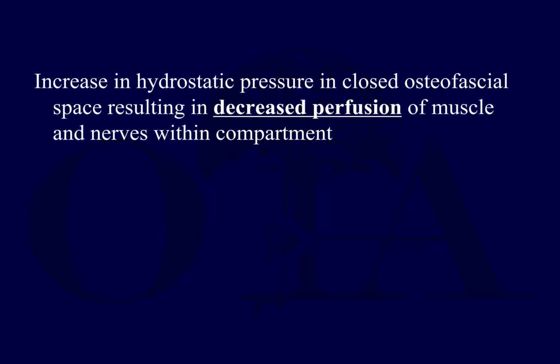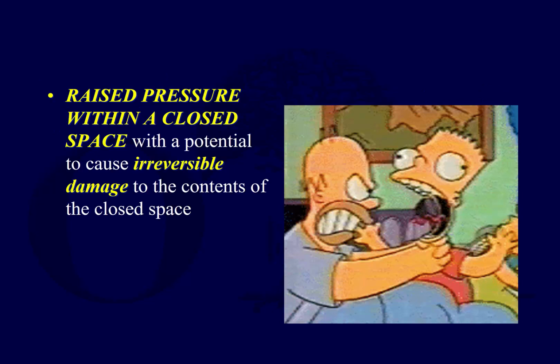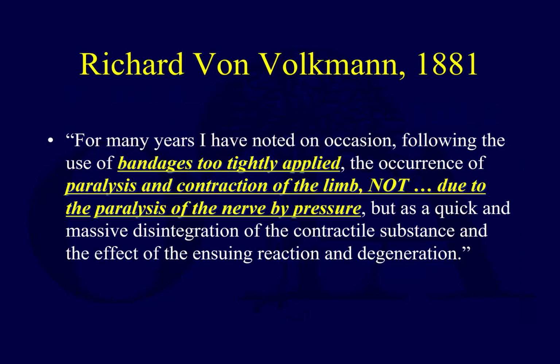So when you have a compartment syndrome, essentially this is the phenomenon that's going on. You have this increase in hydrostatic pressure in a closed space bounded by fascia and bone, and you end up getting decreased perfusion of muscle and nerves, right? So you end up with this raised pressure in a closed space, which can eventually cause irreversible damage to everything that's in that space. Okay, so you get compartment syndrome because of these unforgiving compartments.